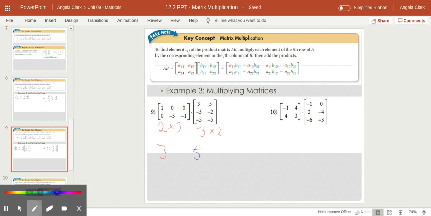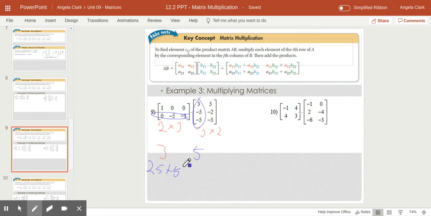So we're doing second row, first column. So 0 times 3 is 0. Plus negative 5 times negative 5 is 25. Plus negative 1 times negative 5 is positive 5. So we're just adding 5 there.